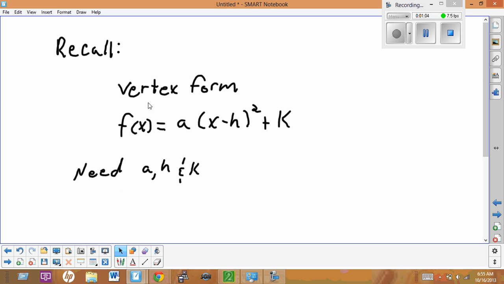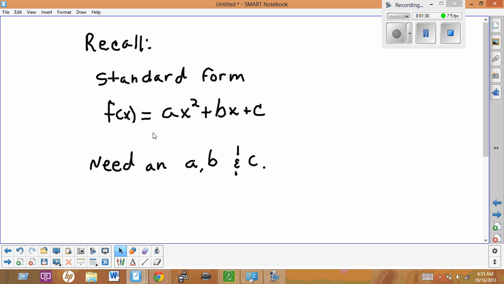The next form we looked at was the vertex form. F of x is equal to a times (x minus h) squared plus k, where h and k are the vertex, and a was the value that told us if it opened up or down, and also decided how wide or thin the parabola was going to be. To use this form, we need the a, h, and k. And the last form we looked at was standard form. F of x is equal to ax squared plus bx plus c, where we knew that c was your y-intercept. And to use this form, we need a, b, and c.